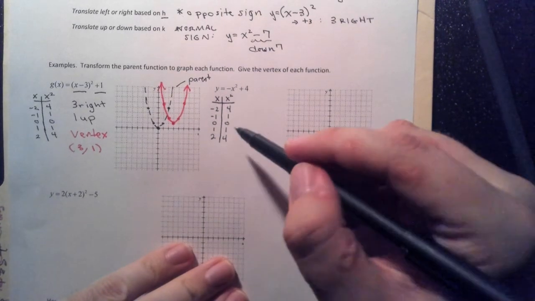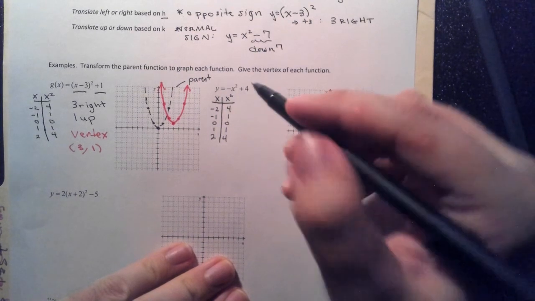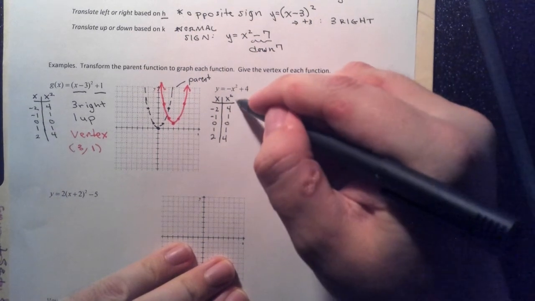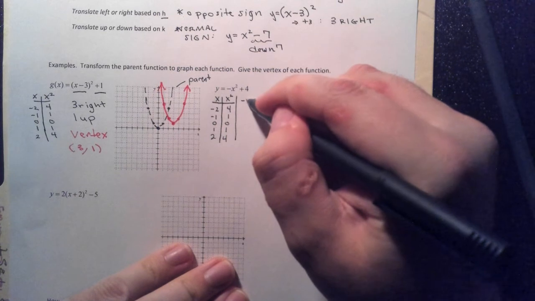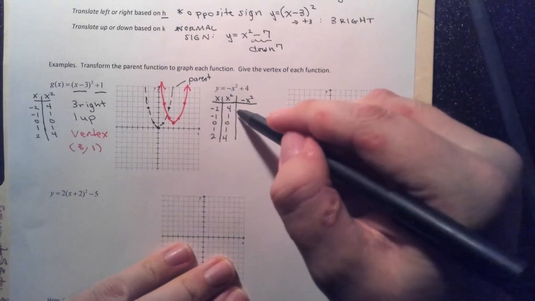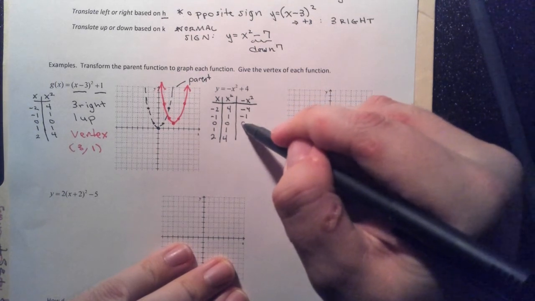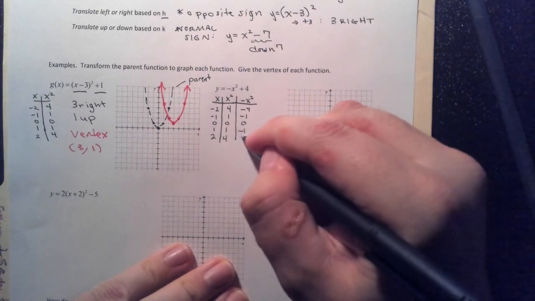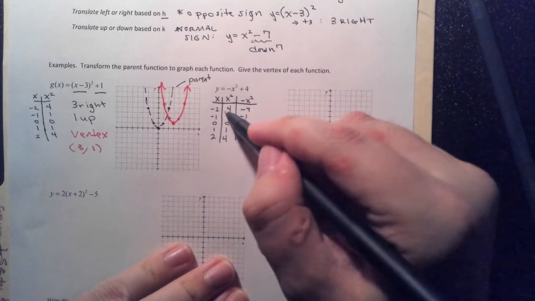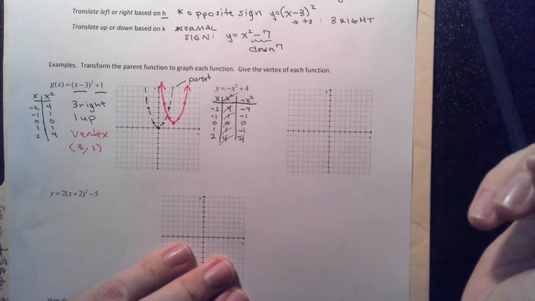So my parent function would go through these points. This right here is reflected. So I'm going to make another column right here to indicate my reflection. 4 will become negative 4. 1 becomes negative 1. 0 will stay 0, but I can change the signs on all these other ones. I don't need this column anymore.